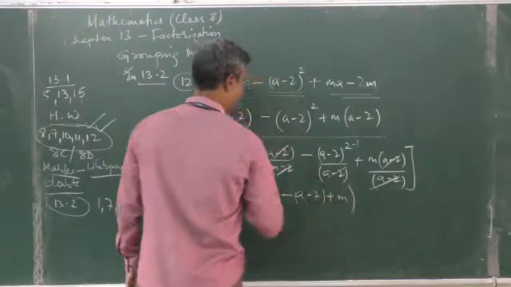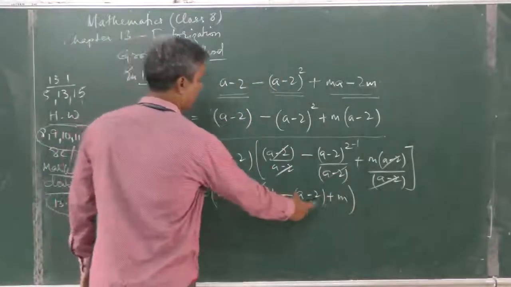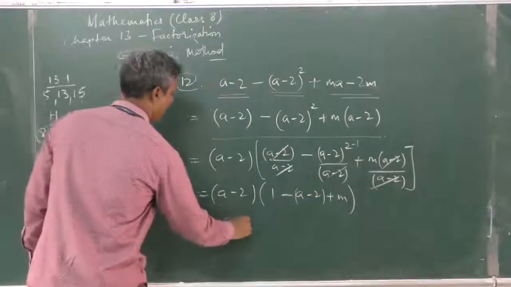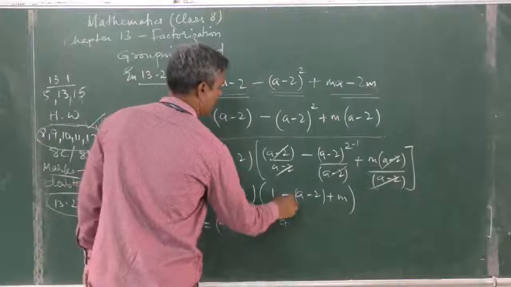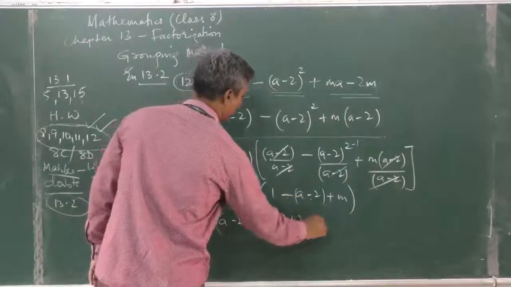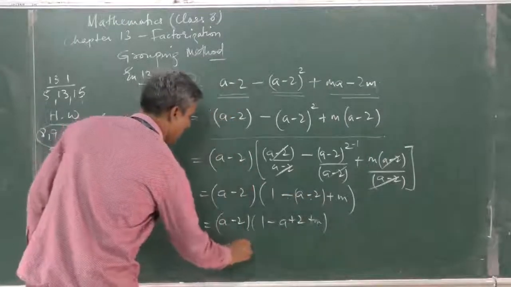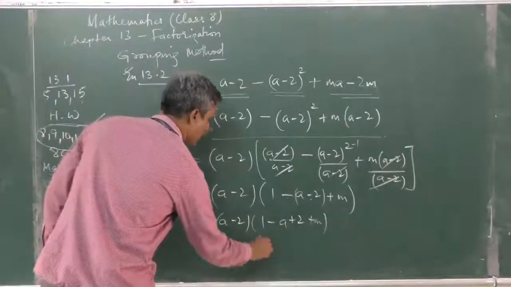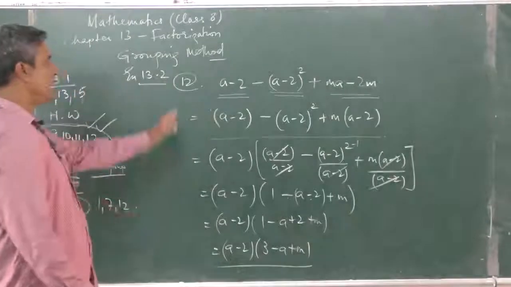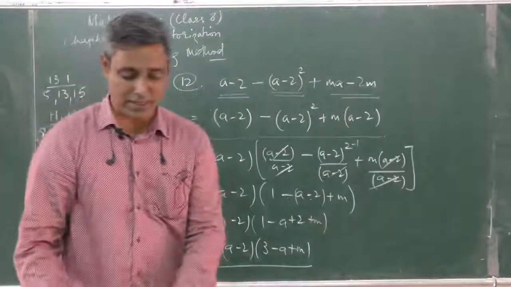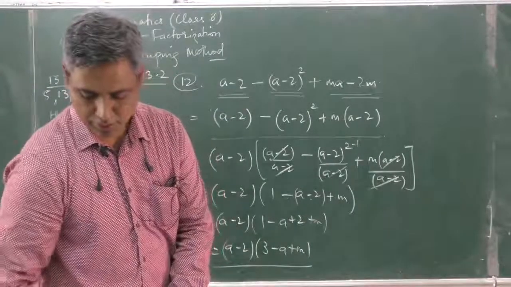We still haven't arrived at the final answer because the brackets are still there. So a minus 2, 1 minus a minus minus plus 2 plus m. So your final answer, a minus 2, 3 minus a plus m. That is your final answer for exercise 13.2.